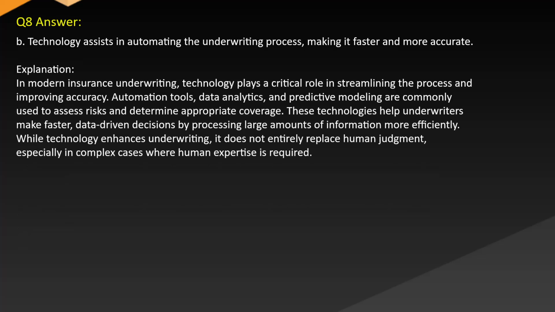Answer B. Technology assists in automating the underwriting process, making it faster and more accurate. Explanation. In modern insurance underwriting, technology plays a critical role in streamlining the process and improving accuracy. Automation tools, data analytics, and predictive modeling are commonly used to assess risks and determine appropriate coverage.